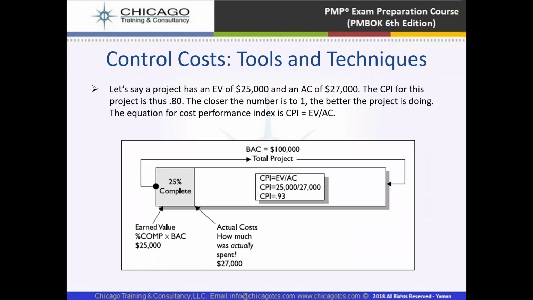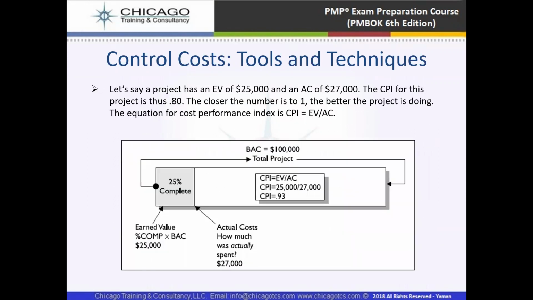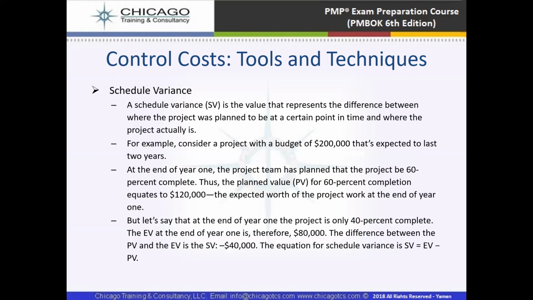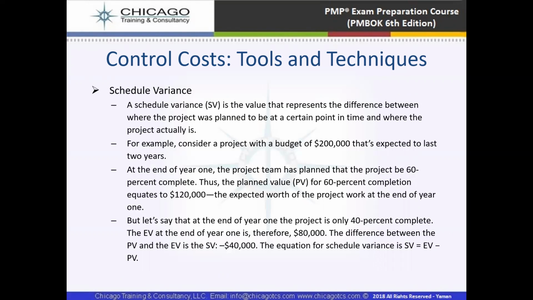Okay, let's say a project has an earned value of 25,000 and an actual cost of 27,000. Okay, I'm going to end the session here. I think I took more than 1 hour, and we are going to discuss this on Friday, from control cost. So we are going to discuss it on the upcoming Friday.